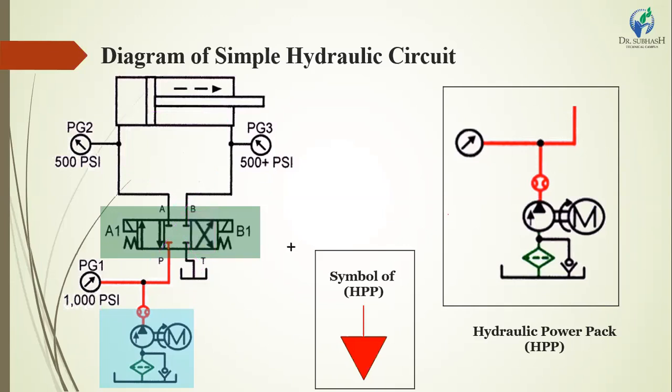This is a normal hydraulic circuit, and this portion we have to mention as the HPP, hydraulic power pack. That is the symbol of the hydraulic power pack. In the next drawings we cannot use all types of drawing. We have to use only HPP for a hydraulic power pack in the short drawing.